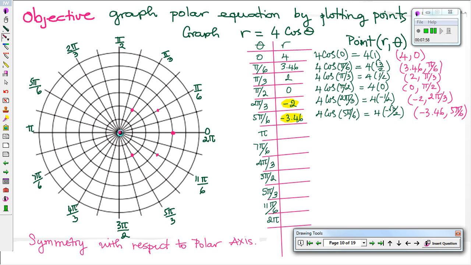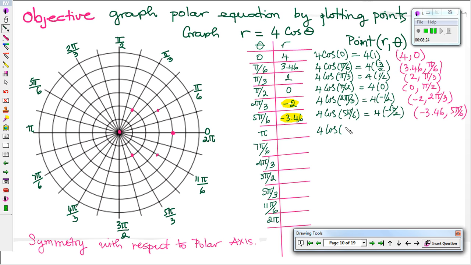So the polar axis, which is the range from 0, so the range where your angle begins. So this is your initial range.